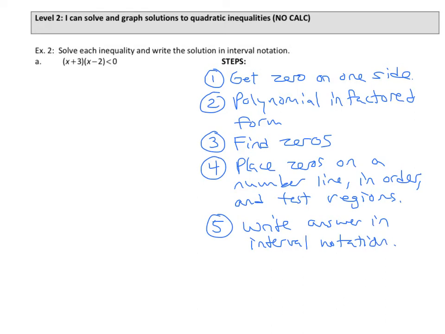Okay, so if we look at this first example, steps 1 and 2 are actually already done. We already have 0 on one side, and the polynomial is already in factored form. So we're going to jump down to step 3 and find the zeros. The zeros of this polynomial are -3 and +2. And I'm going to put those numbers on a number line.